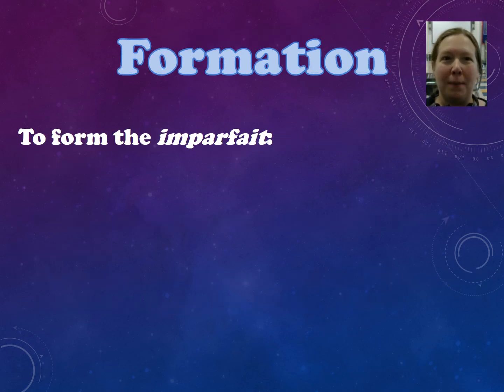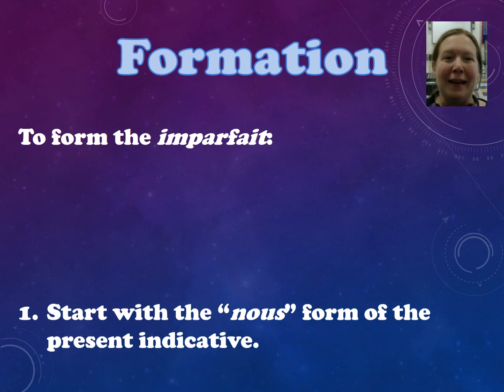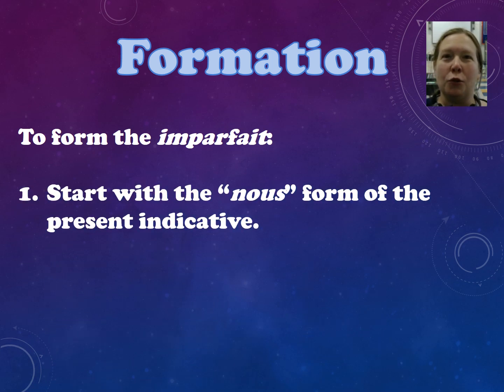So to form the imparfait, it's actually super easy. You are going to start with the nous form of the present indicative. Now, don't let this term indicative freak you out. It is simply the present tense that you have been using since 7th grade, but you are going to start seeing this term present indicative because you're going to learn other tenses where that word is going to matter. But right now, it doesn't matter. Same old present tense that you have been using since 7th grade.